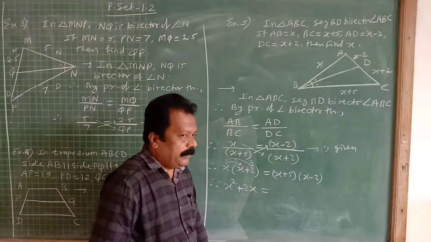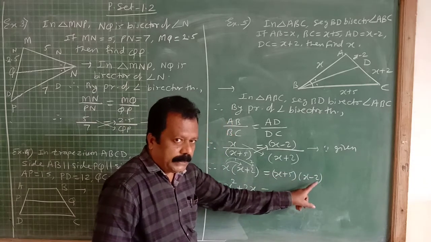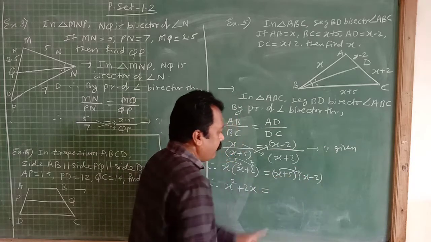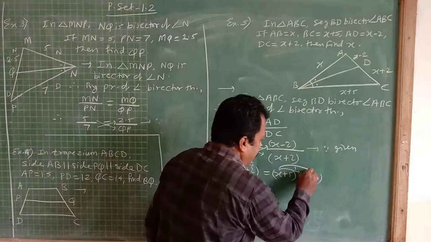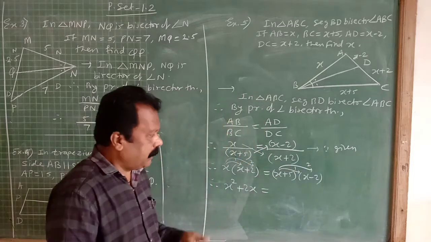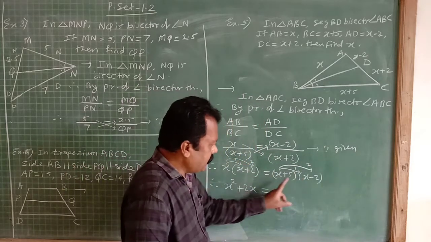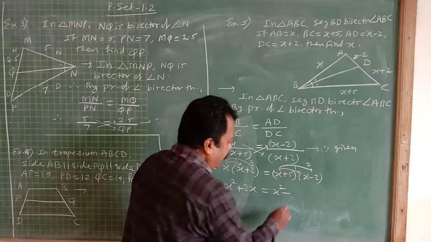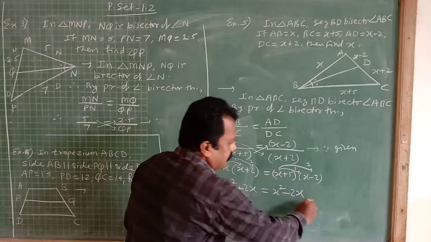Binomial multiplied by binomial. This is first term, this is second term, this is first term, this is second term. First multiplied by first, this is first step. First multiplied by second, this is second step. Now we will try to multiply. Plus plus becomes plus, x into x, x square. Plus minus becomes minus, x into 2, 2x.